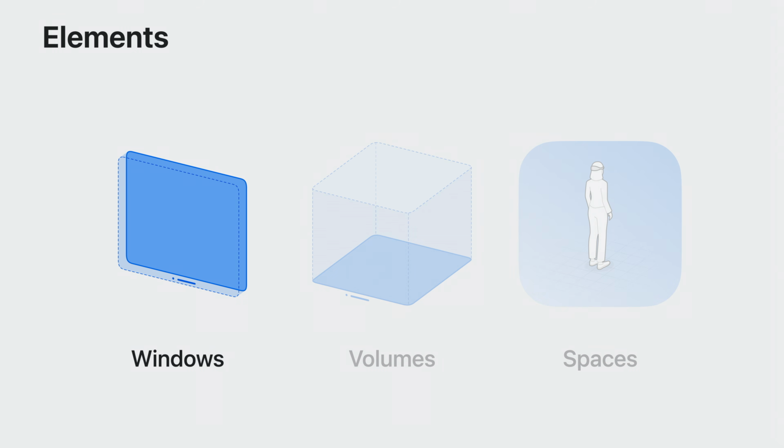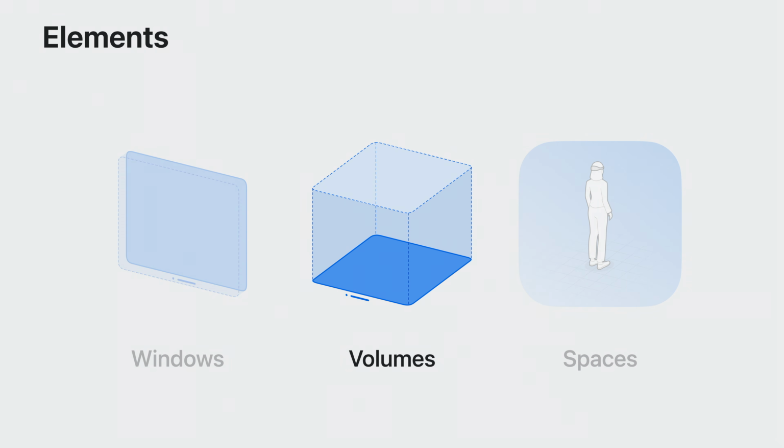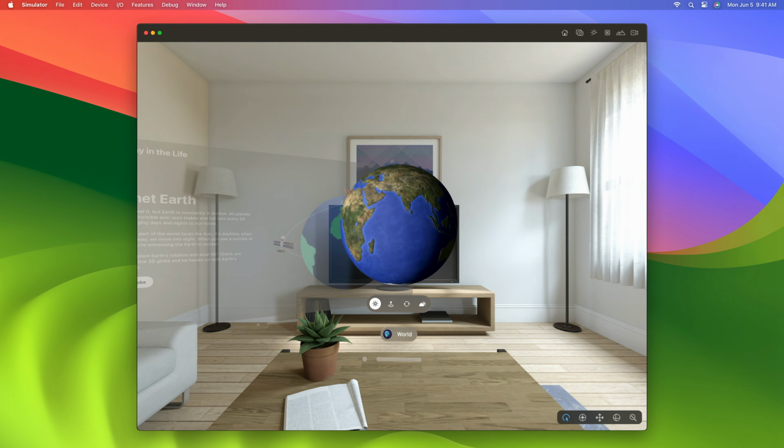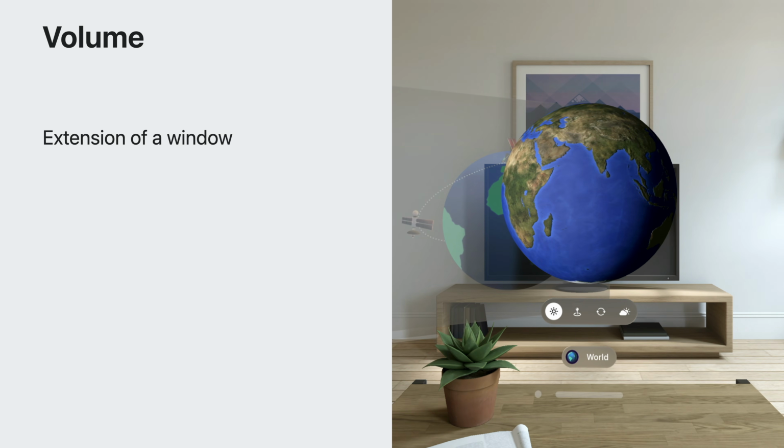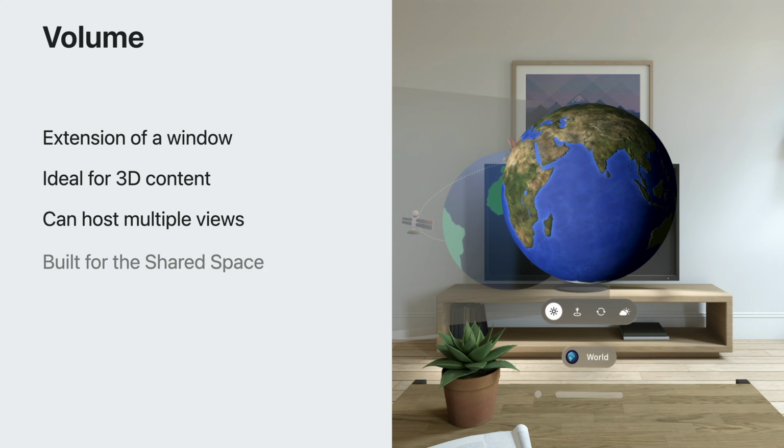As we've just seen, it's easy to mix 2D and 3D content together with Model 3D. These are just a few things you can do with a window. Now let's look at another type of element, volume. Let's see what a volume has to offer. Volume is an extension of a window, giving you similar functionality. A volume is a new style of window that is ideal for 3D content. They can host multiple SwiftUI views containing your 2D or 3D content. Although volumes can be used in a full space, they are really built for the shared space. Therefore, content must remain within the bounds of the volume.